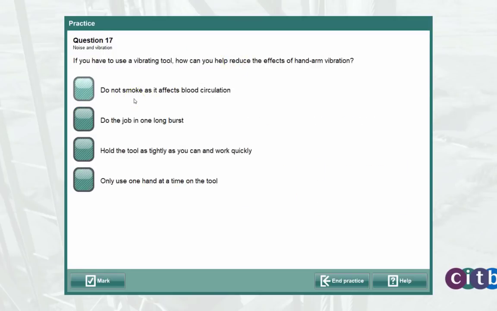If you have to use a vibrating tool, how can you help reduce the effects of hand-arm vibration? Do not smoke, as it affects blood circulation. Do the job in one long burst. Hold the tool as tightly as you can and work quickly. Only use one hand at a time on the tool.